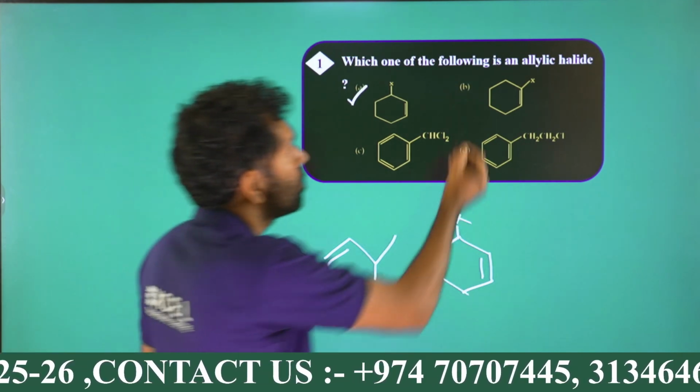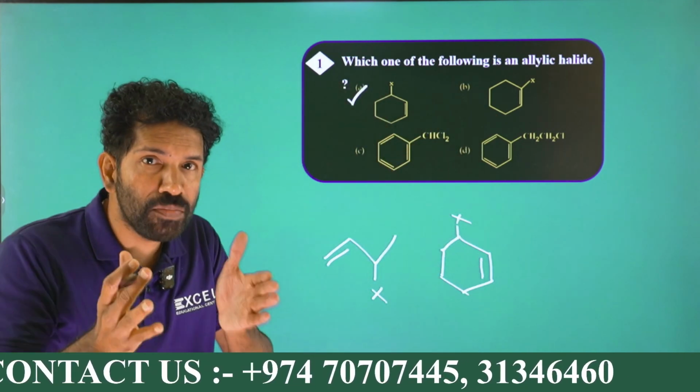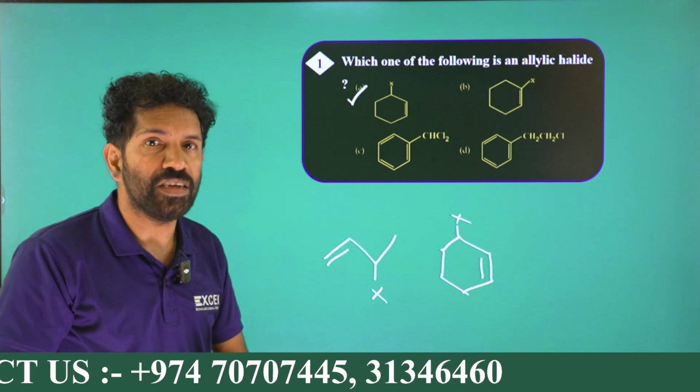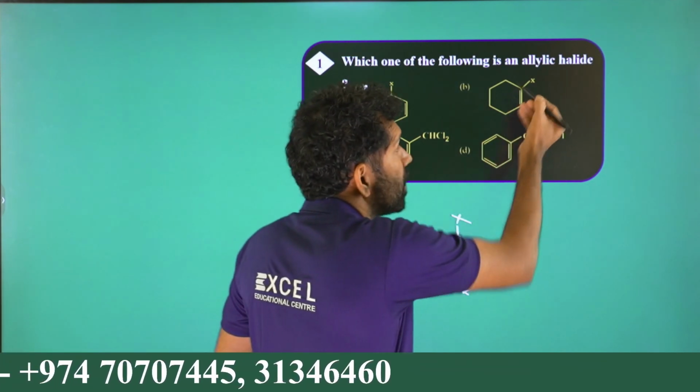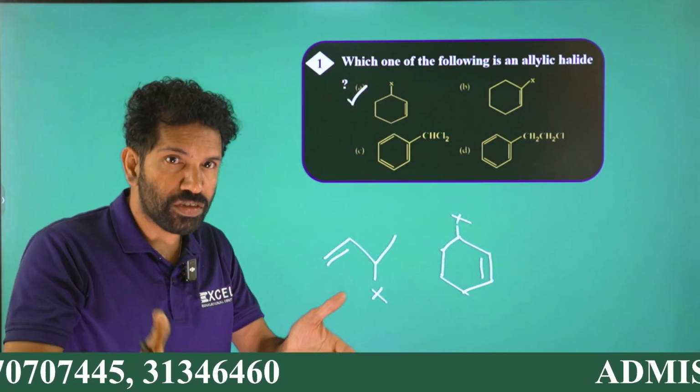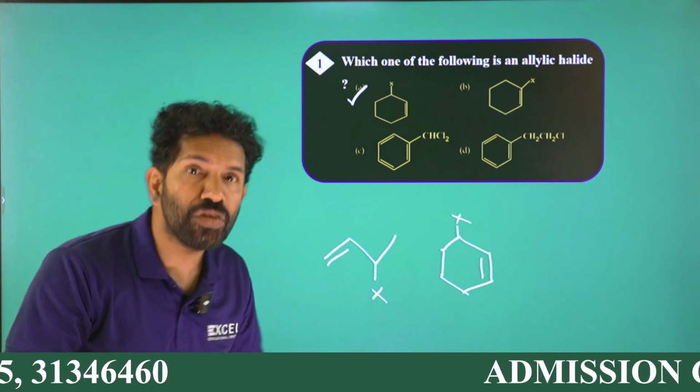Then what about option B? Yes, option B is coming under vinylic halide because halogen is directly connected to the double bond. If halogen is directly connected to the double bond, it's called vinylic halide.